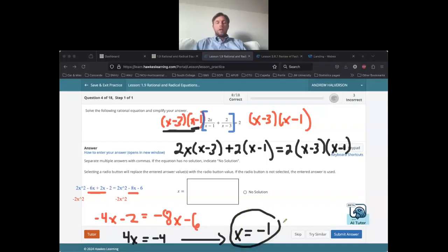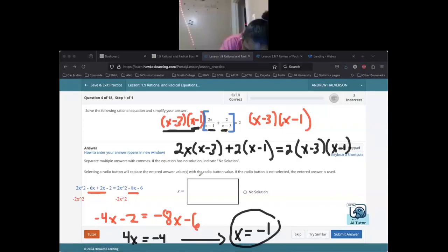And the only thing we have to do is check. Does it make either of the denominators become 0? No, it's fine. So the solution would be negative 1.